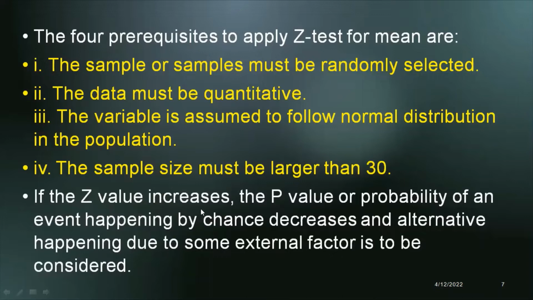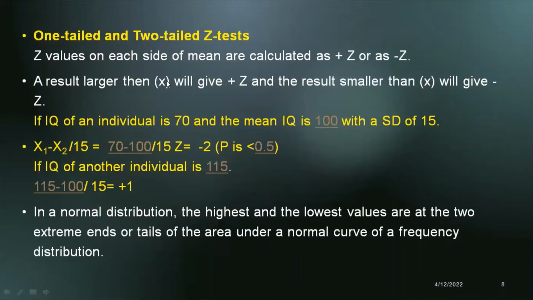So if the Z value increases, the P value or probability of an event happening by chance decreases. So P value will decrease as the value of Z increases. So as you go on getting larger Z value, the P value will decrease and we conclude that there is a significant difference between the two sample means or two observations.